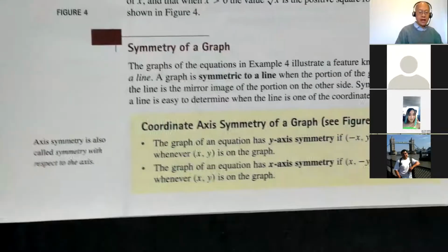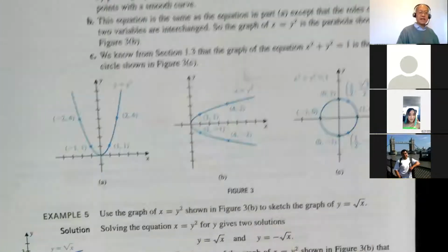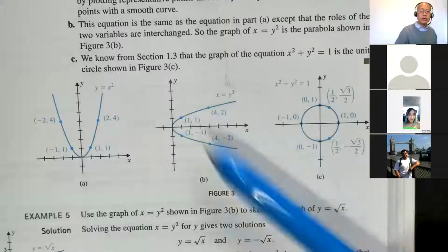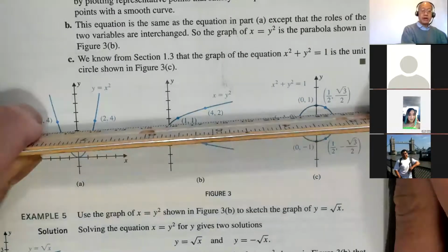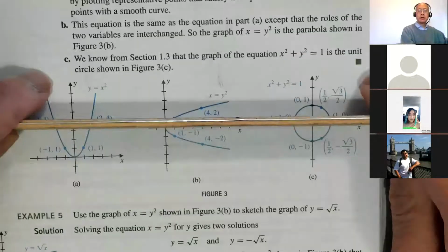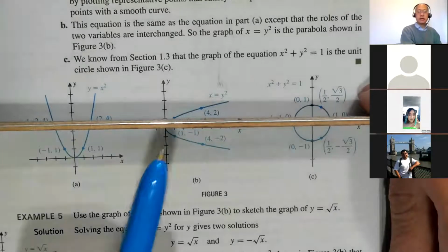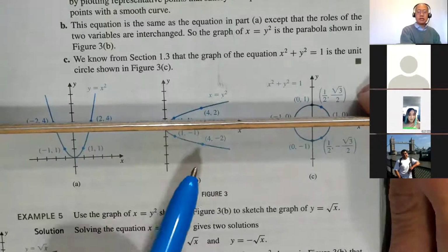You can have x-axis symmetry, symmetry with respect to the x-axis. So they have the graph x equals y squared. If I imagine putting a mirror on the x-axis, again, you see the reflection, so to speak. This graph reflects across to this side.